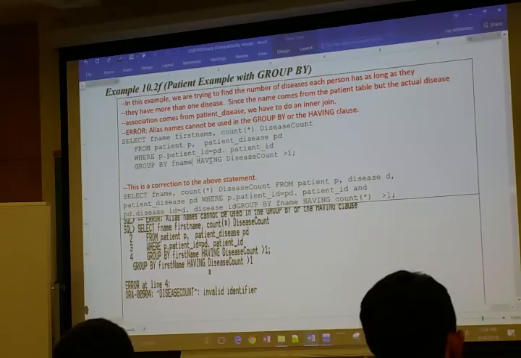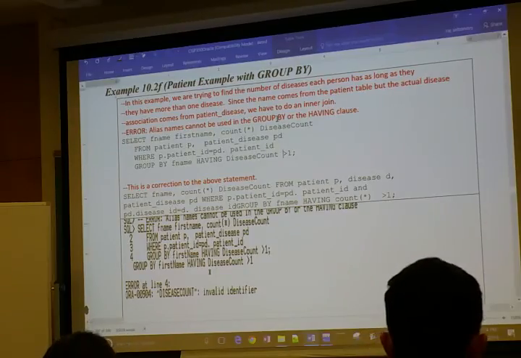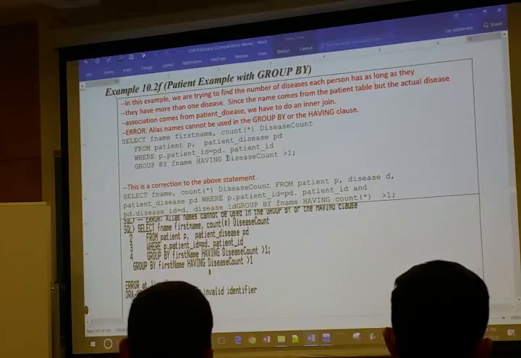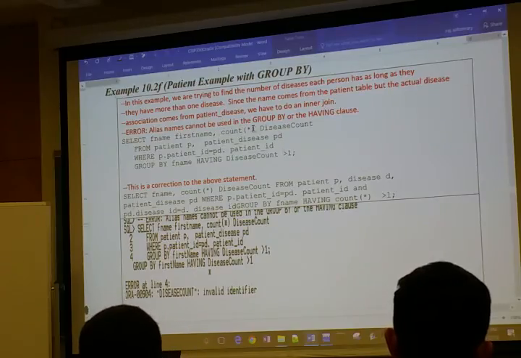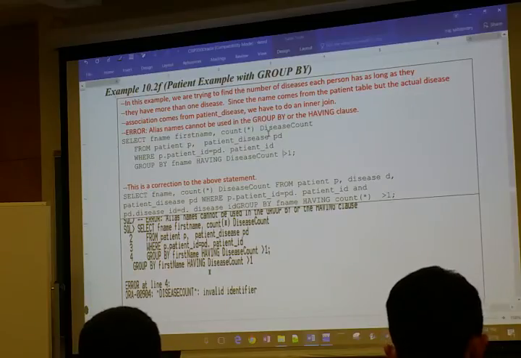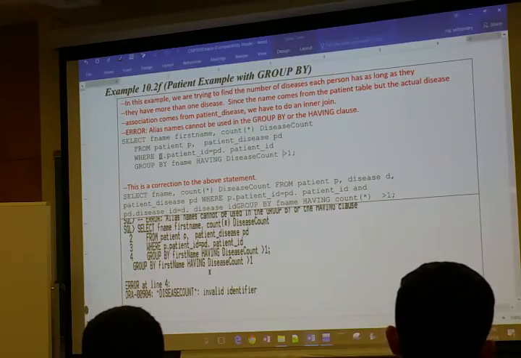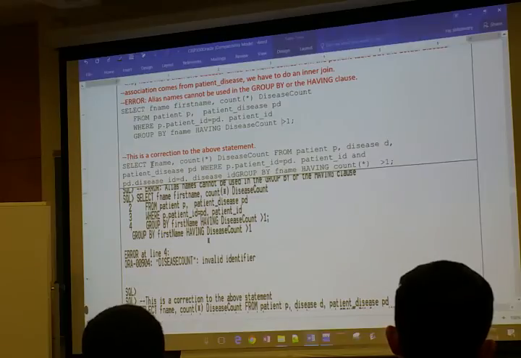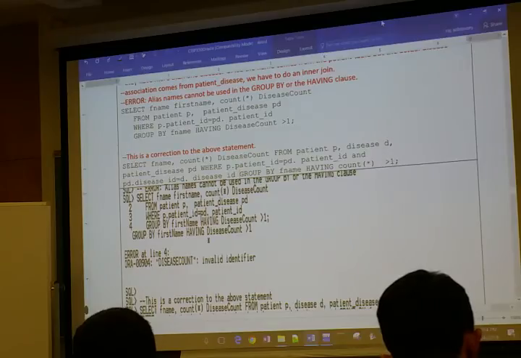And then here, notice I'm saying having disease count greater than 1. Disease count is once again the alias associated with this count asterisk. Whenever you use having, you have to use the actual syntax, like count asterisk greater than 1. You cannot use the aliases. And of course, we're using P and PD to refer to the various tables. And here I show you the correction, in which we have a group by F name, and then having count asterisk greater than 1. So keep that in mind.